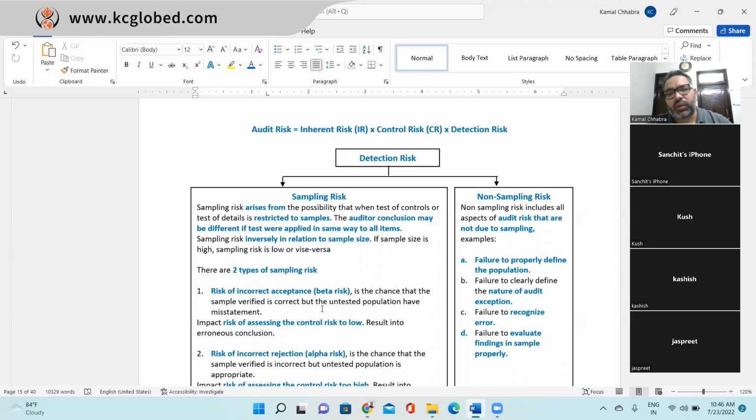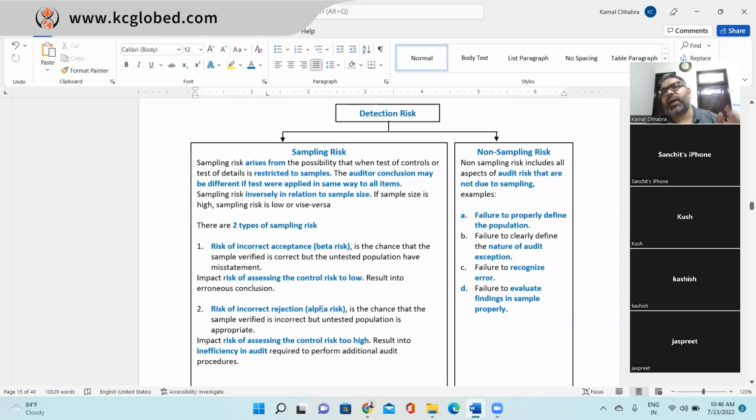Third is failure to recognize the error. That means you have identified an error, but you have not recognized it, maybe on account of negligence or maybe on account of lack of time. It is possible that you are under pressure to finish your audit. You have noticed certain errors and thought you could compile them later, but your manager or partner has come to sit on your head for the review, and now you miss it. Those things also come under the non-sampling risk.